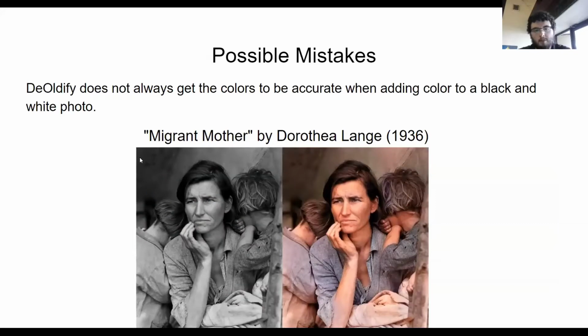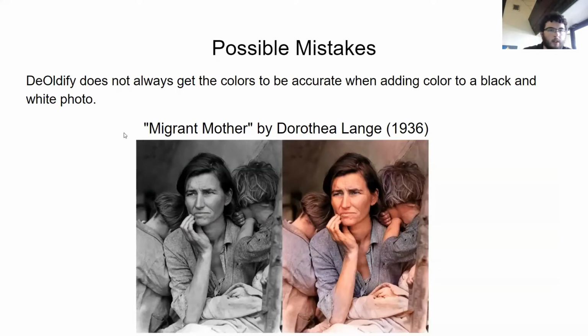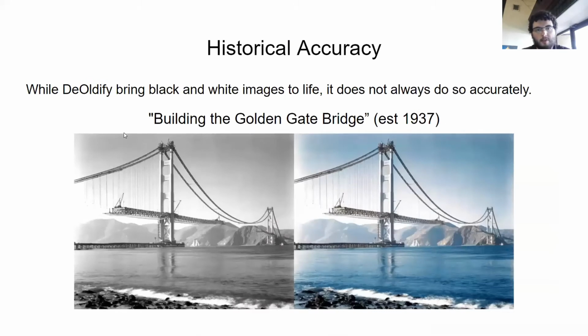And then there are possible mistakes that can occur with just images alone, such as in the Migrant Mother image, the child on the left has a blue shoulder while the rest of the shirt is red, which means either red or blue is meant to be the main color. And then there's also the problem of historical accuracy, such as in the image of the Golden Gate Bridge being built. While the colored image shows it as white, we know from documentation that it should actually be red at this time.